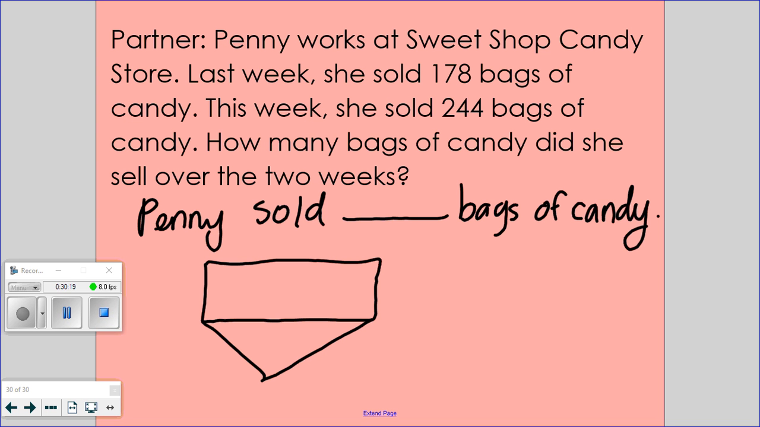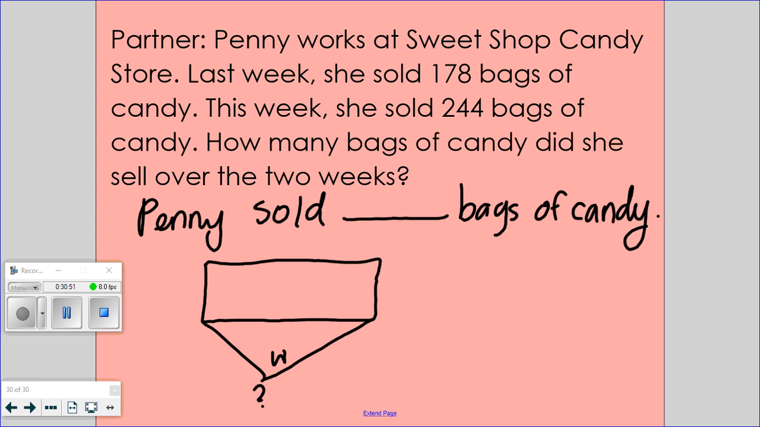The first step in our bar model is what? I've only said it 100 zillion times, Kylie. Find the whole. I'm counting bags of candy. So do I know the total amount of bags of candy? No. So my whole is going to be question mark. But I know some things.